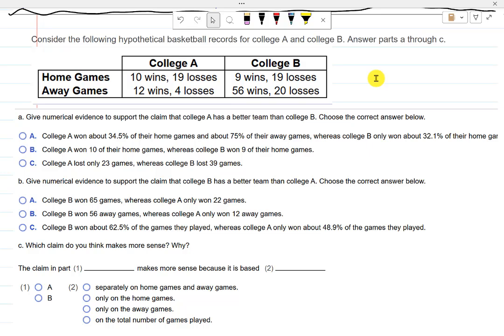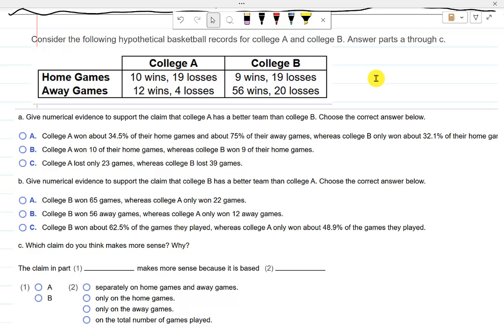Here we have two college teams, and their records are kept home and away. Oddly enough, both of these college teams are worse at home than they are away, which is unusual. So here's the gist behind this problem. Suppose you're a fan of College A. You want to indicate to people that College A is the better of the two teams.